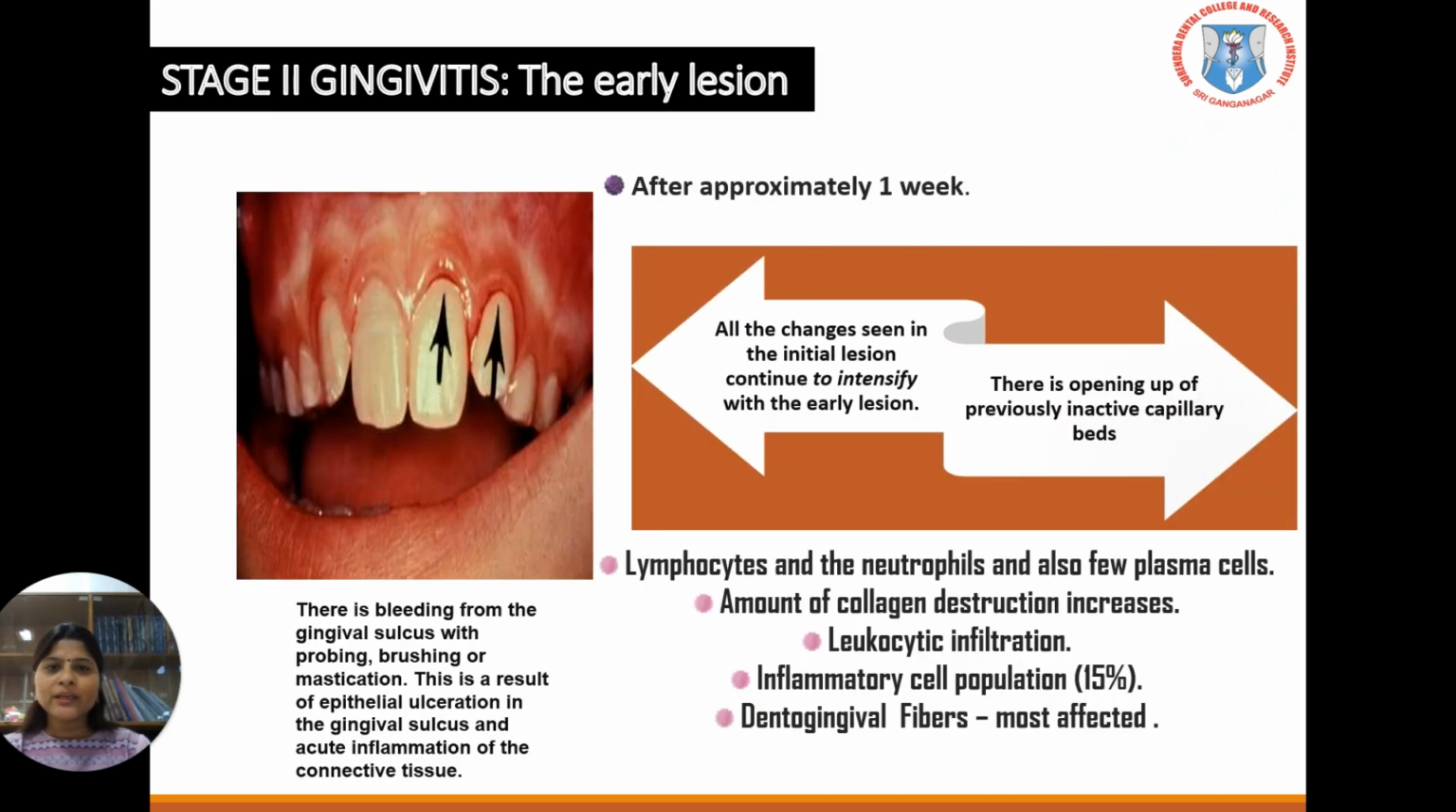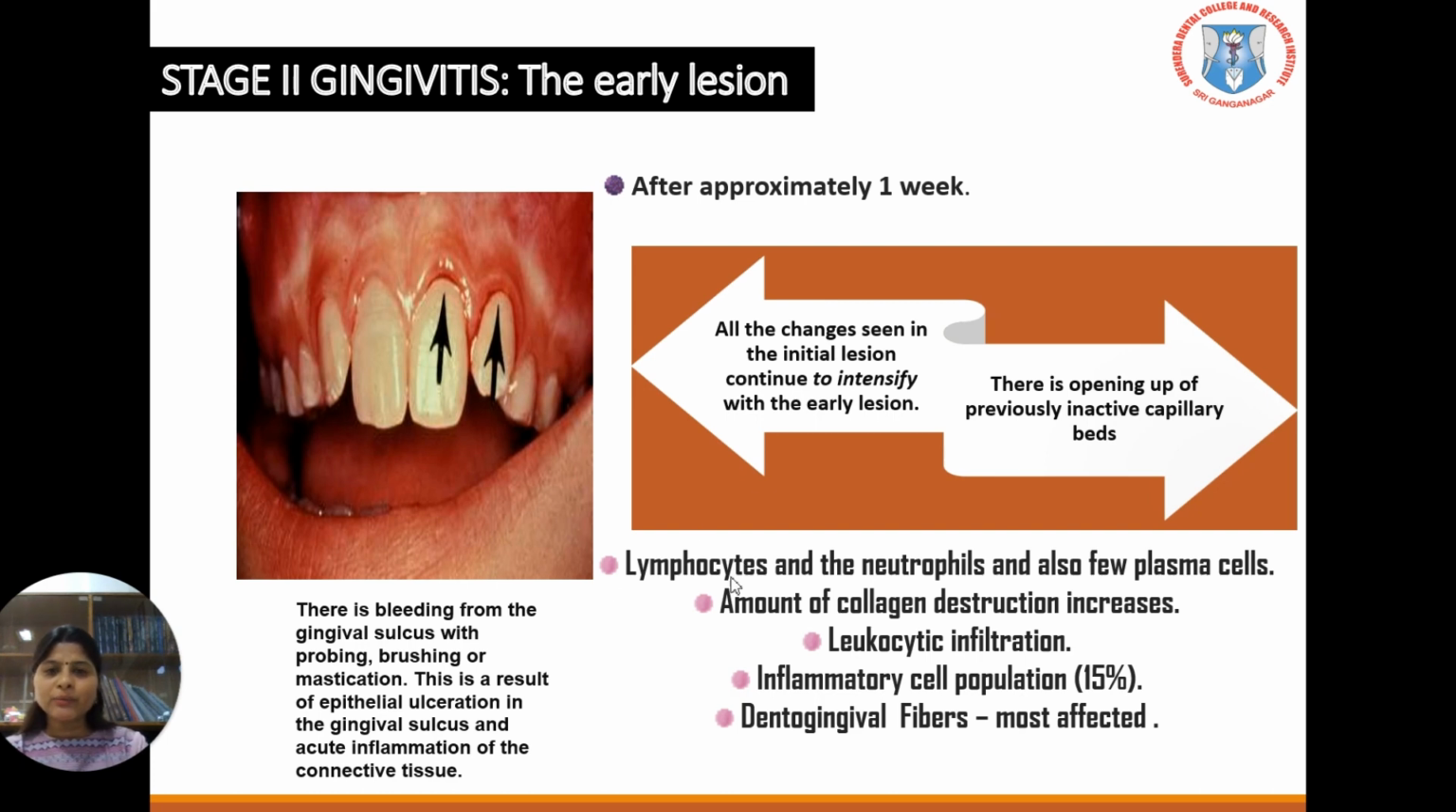Then comes the early lesion, that is stage 2. First was the initial lesion; now is the early lesion, which occurs after 1 week. The changes seen in the initial lesion intensify in the early lesion. The lymphocytes are increased, though neutrophils are present, and a few plasma cells are also present. Now the predominant cells will be lymphocytes.